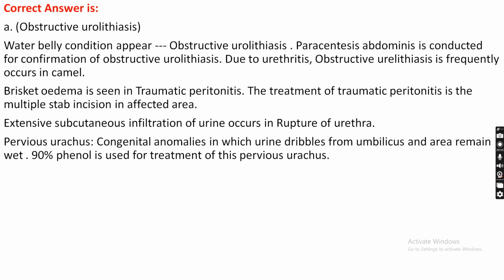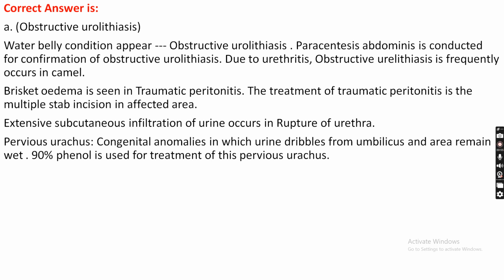Water belly condition appears in case of obstructive urolithiasis, and for confirmation of this we have to perform paracentesis abdominis. Because of urethritis, which is inflammation of the urethra, obstructive urolithiasis frequently occurs in camel. While in traumatic peritonitis we mainly find a brisket edema. The treatment of traumatic peritonitis is multiple stab incisions at the affected area.